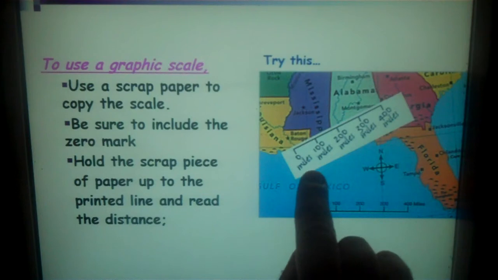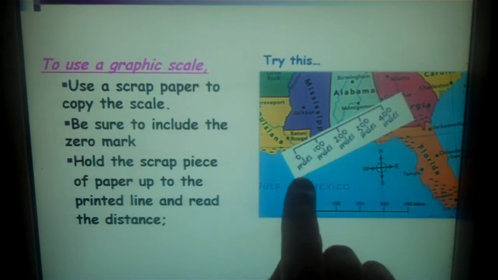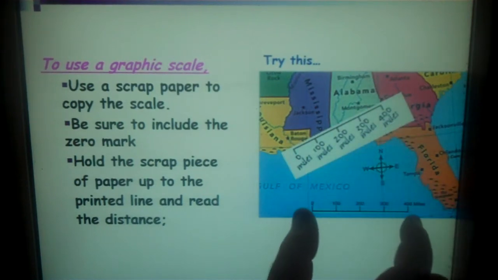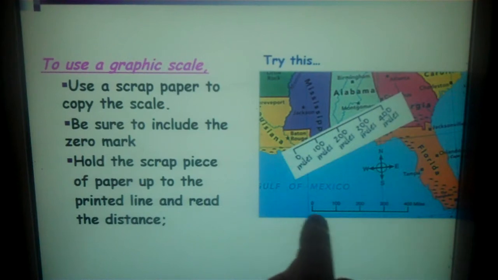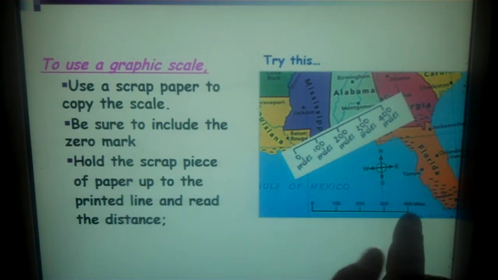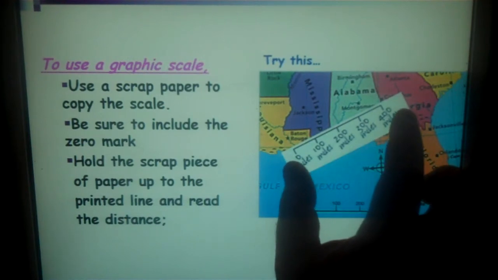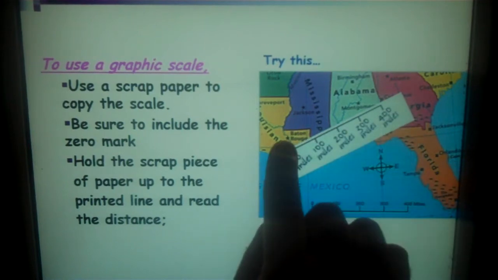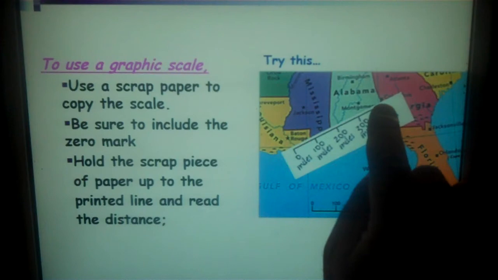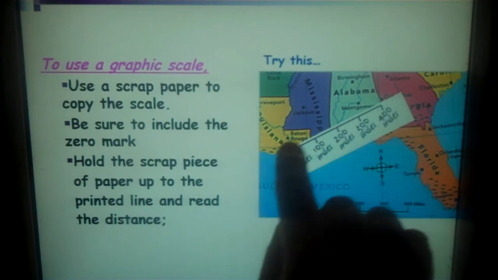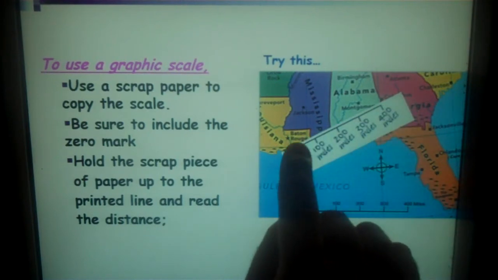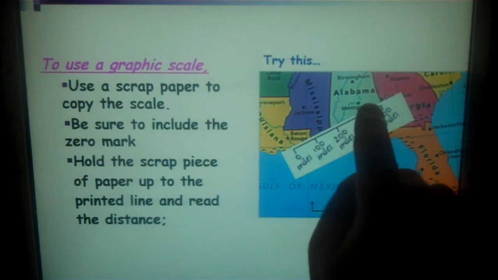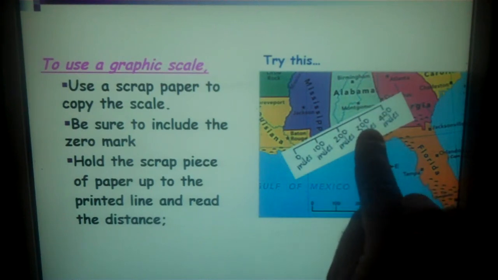And so a person has taken a scrap piece of paper and has laid that paper next to the scale and copied it down by hand, and then they move that paper up here, and now they can tell that the distance between Baton Rouge and Columbus is about 400 miles. The distance between Baton Rouge and Montgomery is just a little bit over 300. I'm going to guess 320 miles.